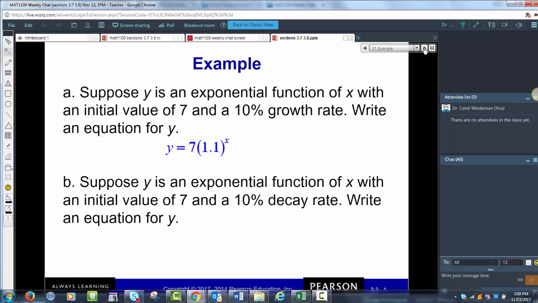Suppose y is an exponential function with an initial value of 7 and a 10% decay rate. So that means each time period we lose 10%. So we start at 100, we take away 10%, we end up at 90%. So here my multiplier is going to be 0.9.